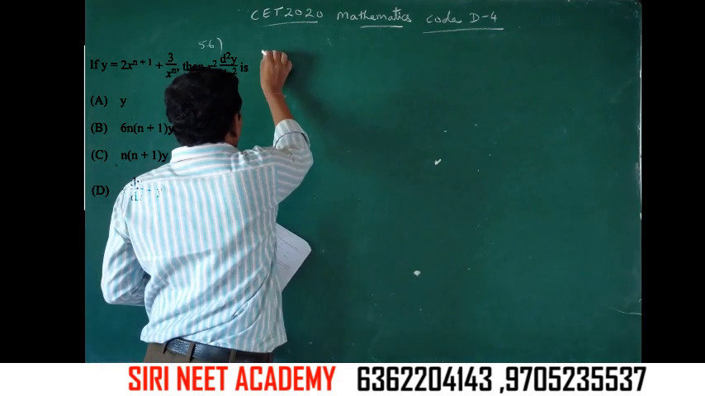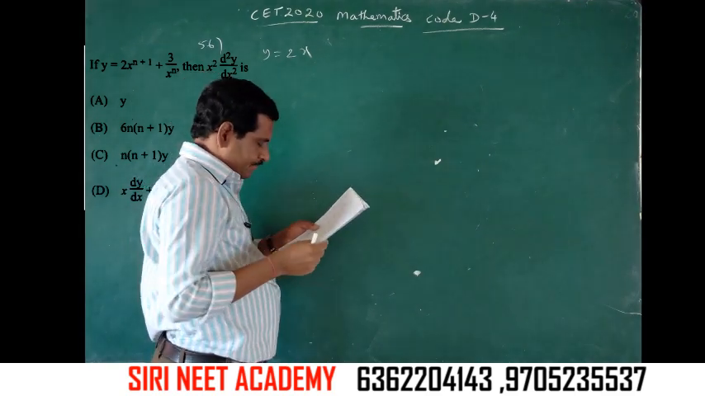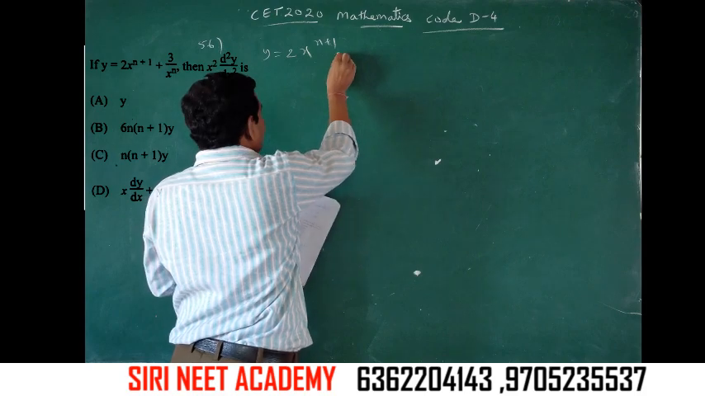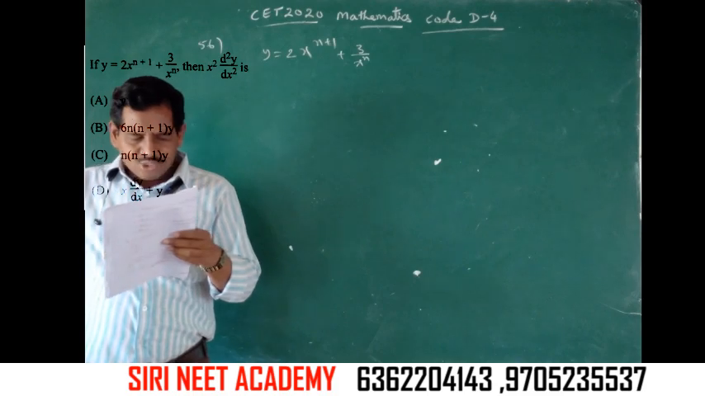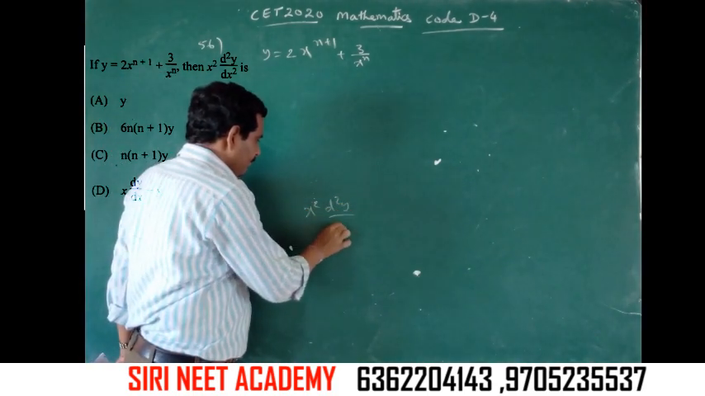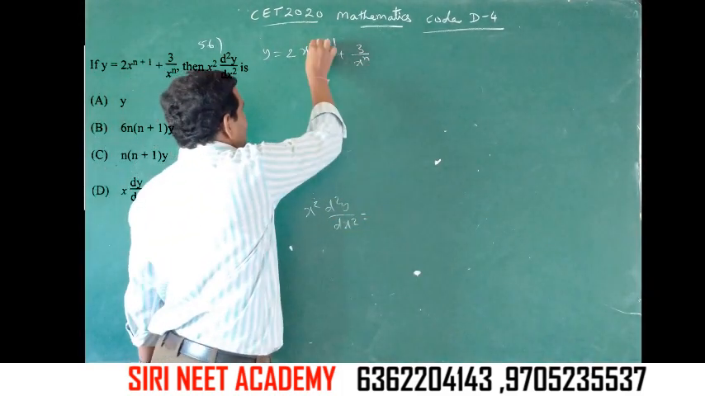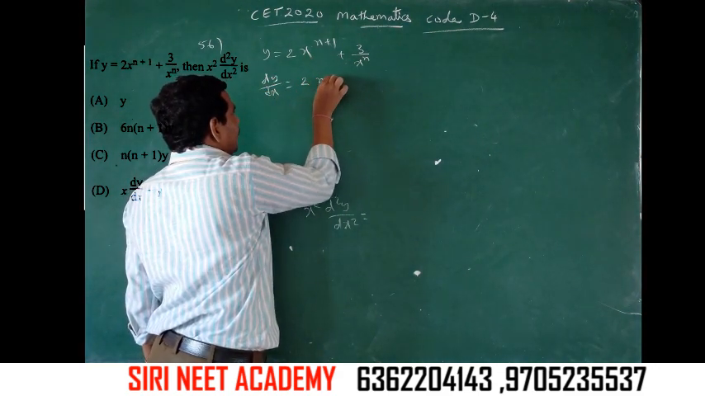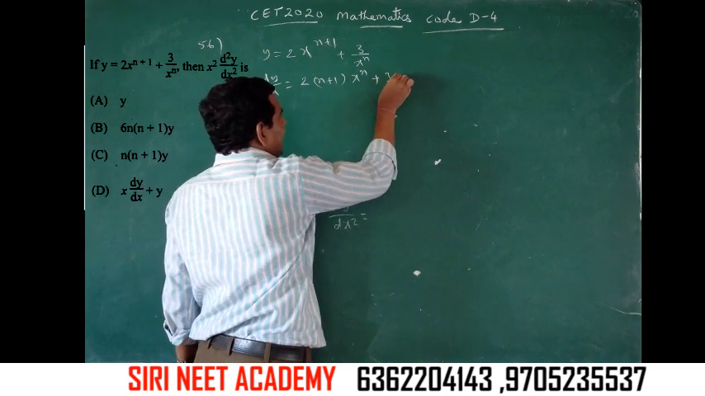If y is equal to 2 x to the power n plus 1 plus 3 by x power n, then x square into d square y by dx square is equal to, first differentiating with respect to x, dy by dx value x power n into x to the power minus 1 is 3 x power minus n.